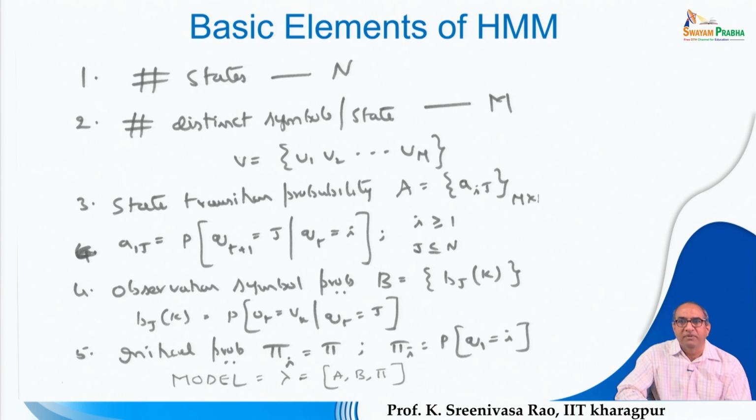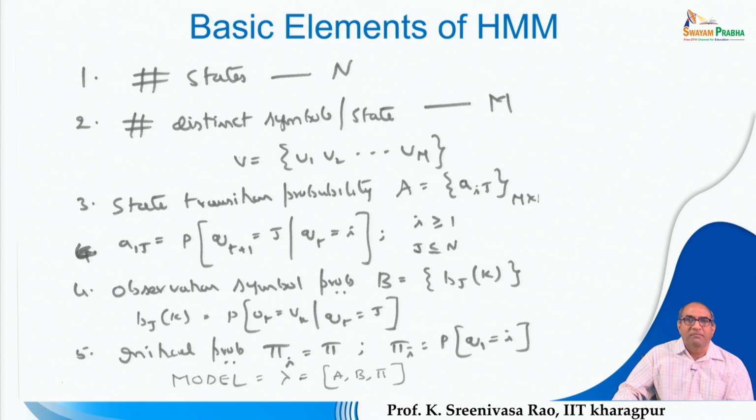Here in the previous example, the number of states is nothing but the number of boxes. Whereas in case of speech signal realization, the number of states is nothing but the number of distinct vocal tract shapes. The number of distinct vocal tract shapes gives you the number of states.